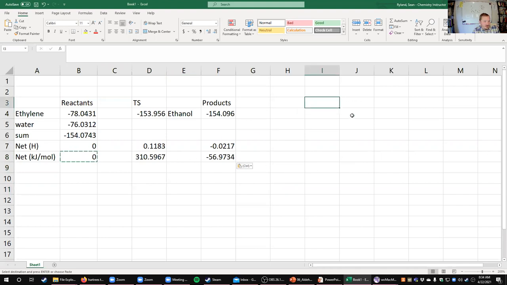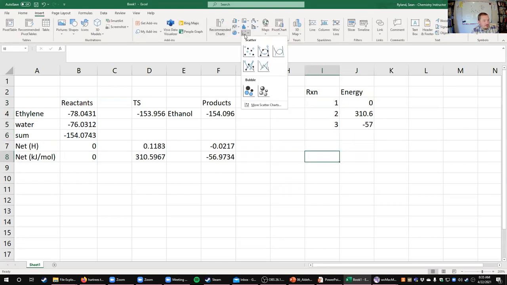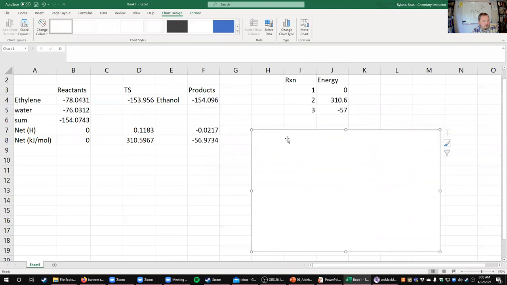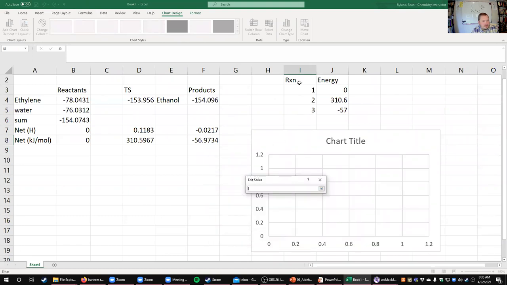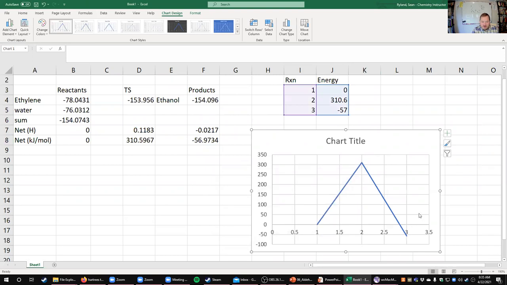but really all you need to do is plug in a reaction coordinate that we're going to use for our X, and we can plug in energy for our Y. So if we say that the reactants are 1, the transition state is 2, and the products are 3, the energies are 0, 310.6, and negative 56.97. We can just do a scatter plot. We select data, we say, okay, my X values I made up arbitrarily because we're just representing the reaction coordinate there. There is a rough idea of what your potential energy surface looks like.